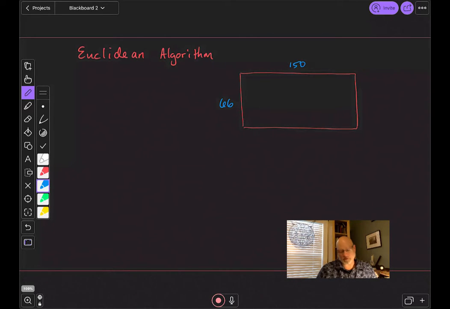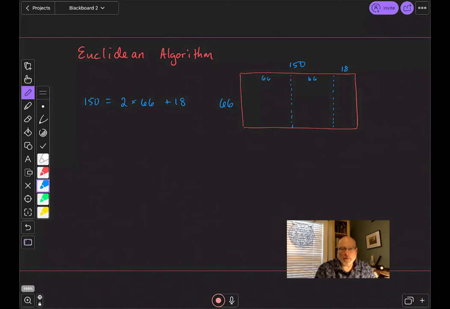So the first step is we look at this and ask, how many times can 66 go into 150? Forgive me that these are supposed to be squares. This is 66, this is 66, and that means we have 18 left over on the end. So we can write that 150 equals 2 times 66 plus 18. It's division, like the improper fraction 150 over 66, which we would rewrite as 2 plus 18/66, where 66 goes in twice and we have 18 as a remainder.